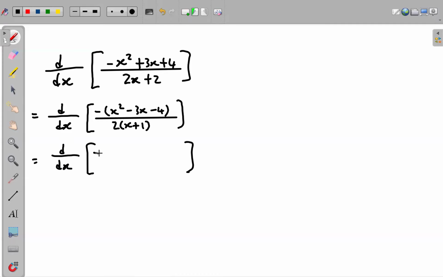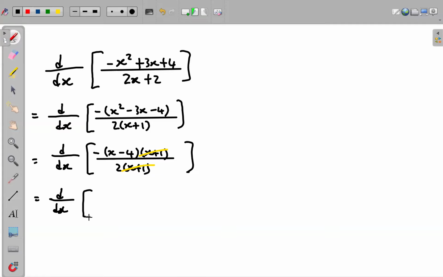Now I'm going to factorize x squared minus 3x minus 4. You got to see this. That's an x minus 4 into an x plus 1. And then I've got a 2 over x plus 1. And this is the point. You want to get rid of that, right? Because it is really making life difficult for you right now. So you're going to get rid of that.